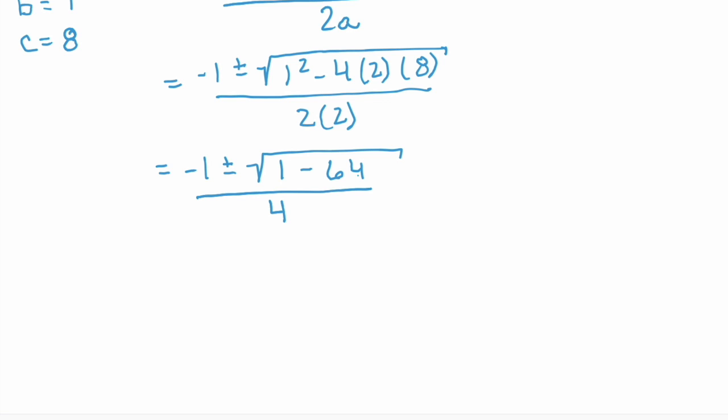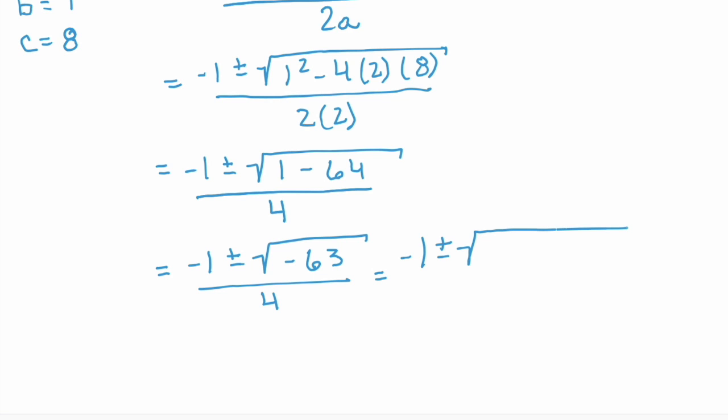Now let's simplify that radicand even further, and we get negative 1 plus or minus the square root of negative 63, and that's all over 4. Now we can rewrite that negative 63. It's the same as negative 1 times 9 times 7. The reason we do that: the square root of negative 1 is i, and 9 is a perfect square, so the square root of 9 is 3. And then we're just left with a radicand of 7.